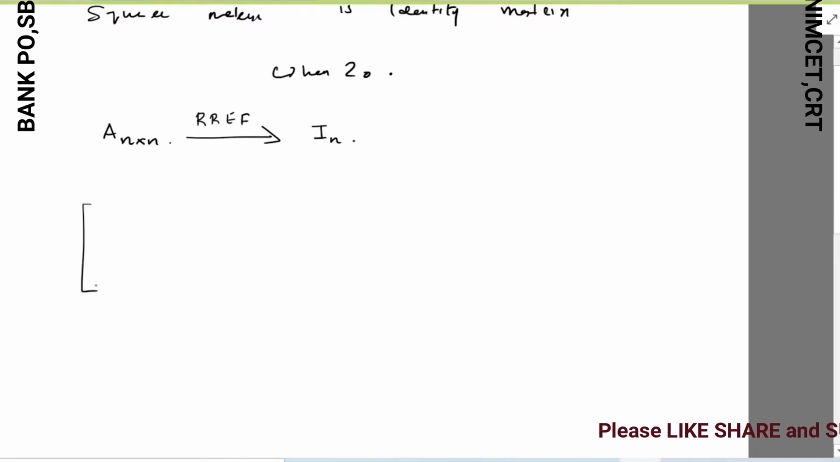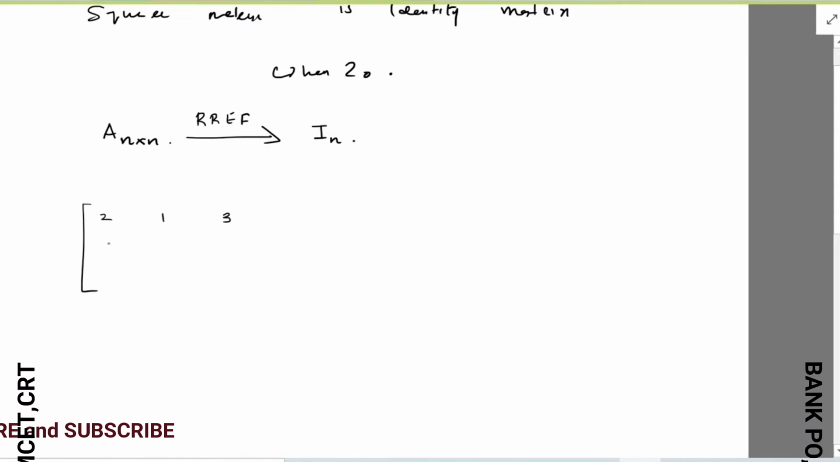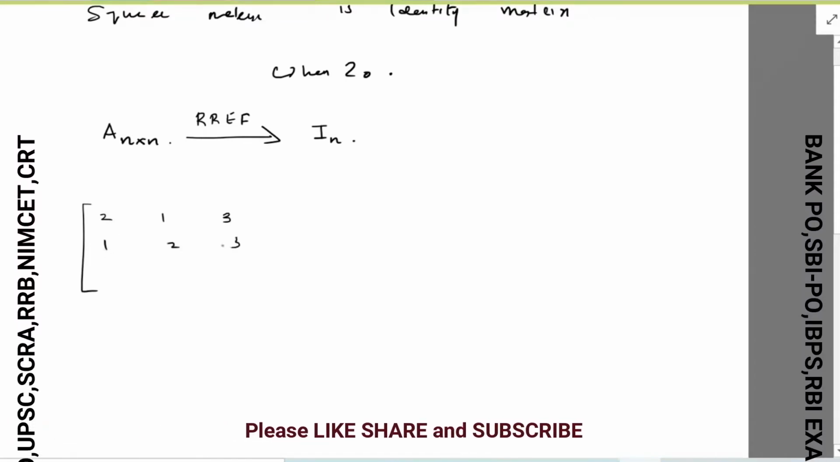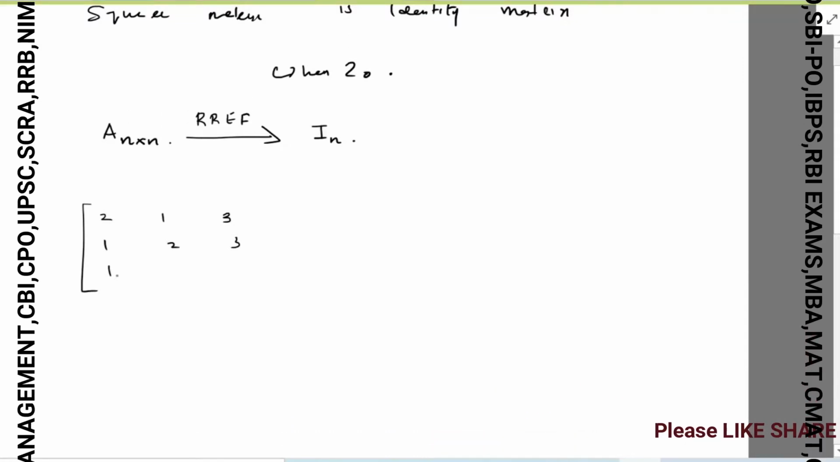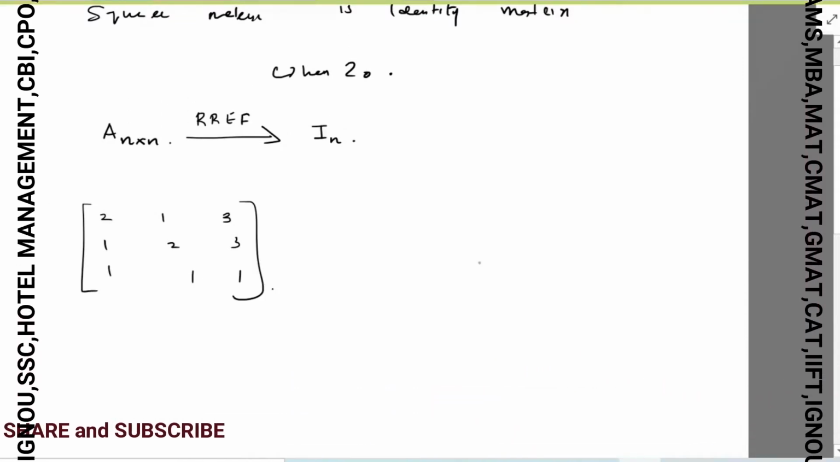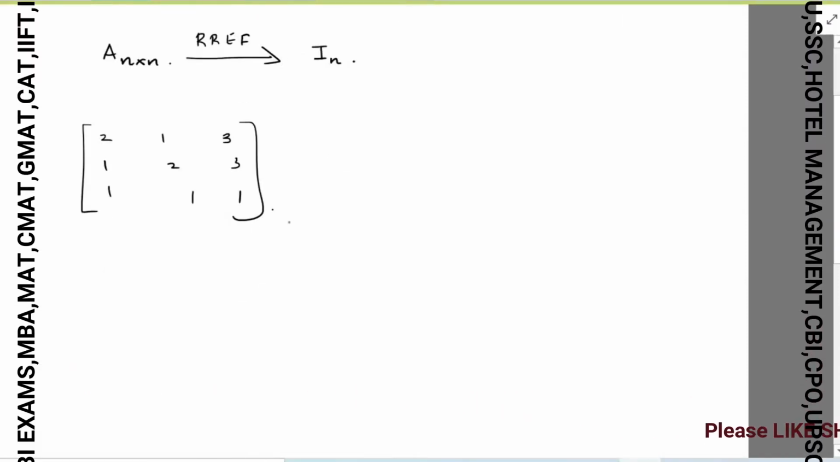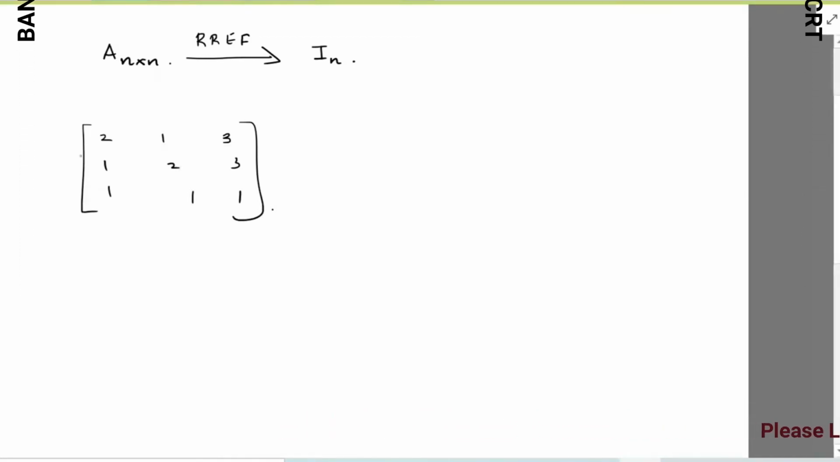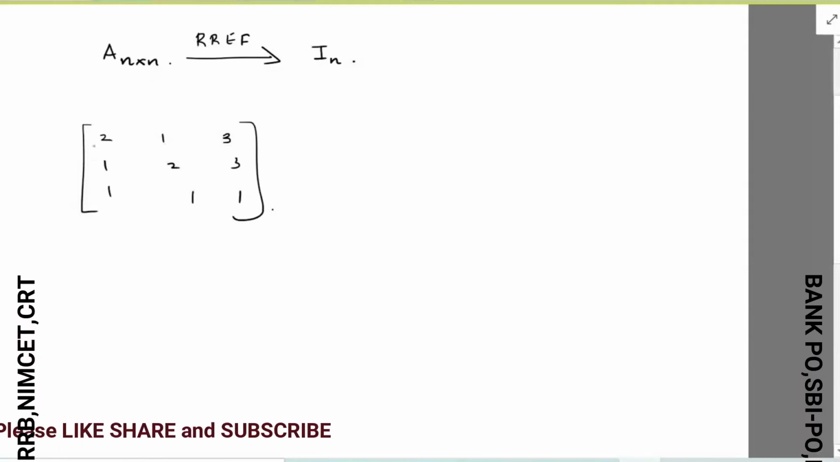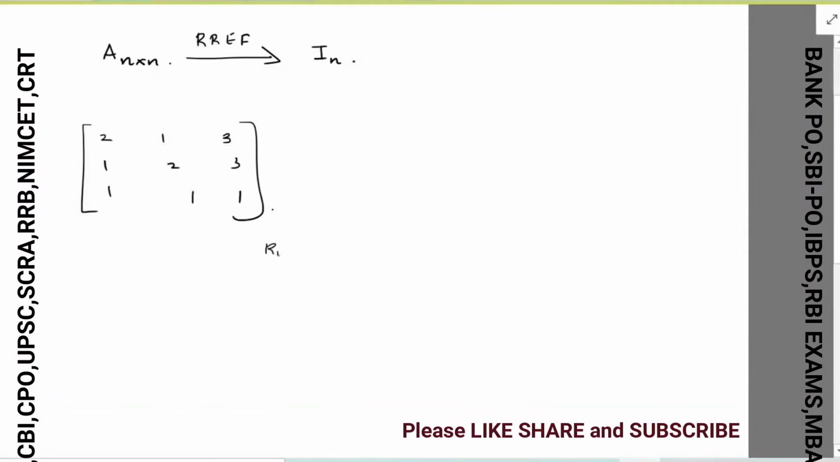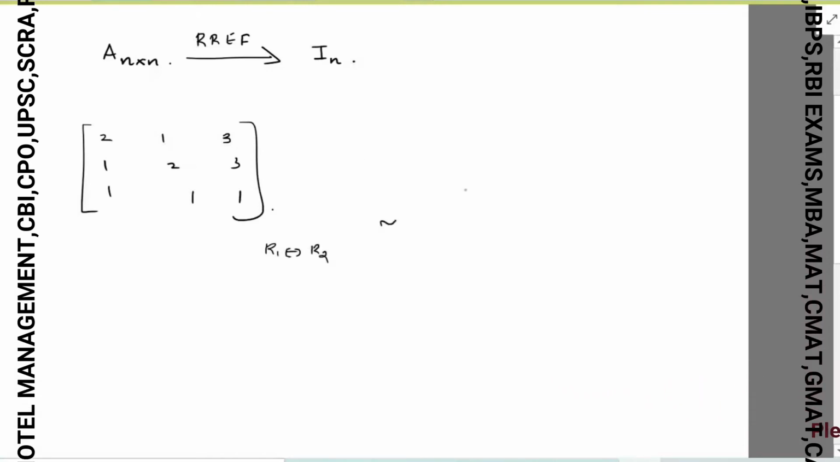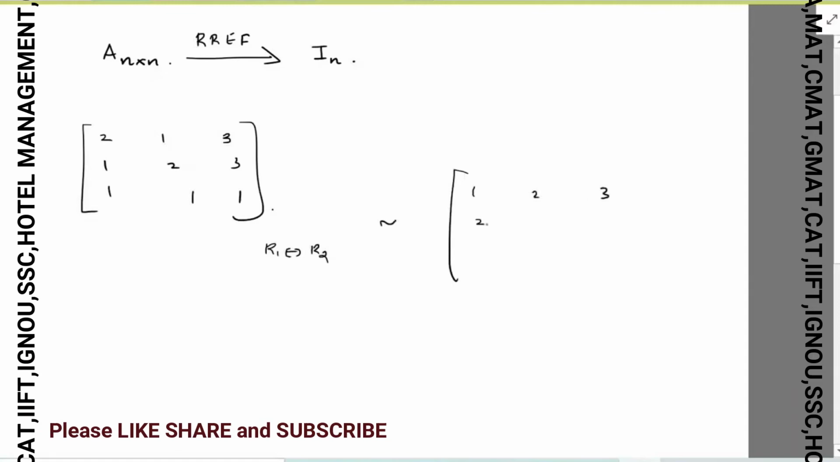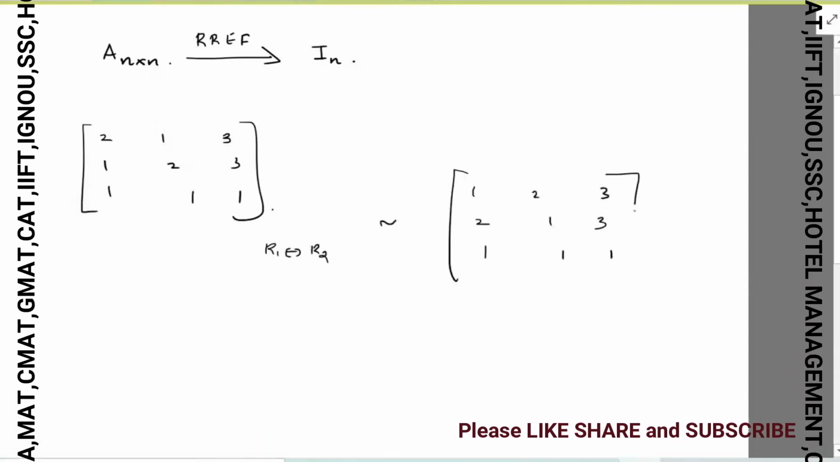For example, I am taking a random matrix: 2, 1, 3; 0, 1, 2; 3, 1, 1, 1. I have to convert this matrix into reduced row echelon form. For that, what operations do we have to apply? First of all, we have to make the leading coefficient 1. To make that leading coefficient 1, I am interchanging R1 and R2. So this becomes 1, 2, 3; 2, 1, 3; 1, 1, 1.